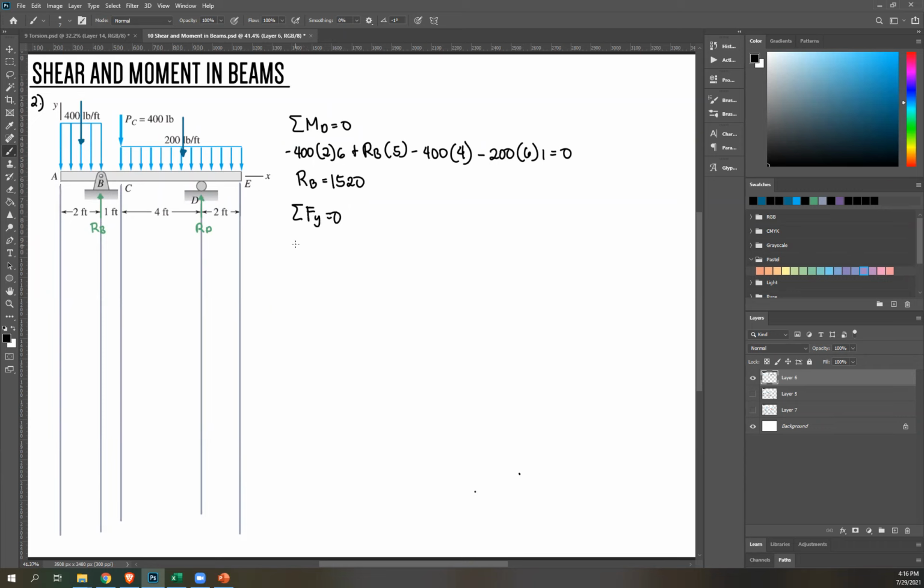Next, summation of forces Y equals 0. So downward, so again, that's just the area. So 400 times 2 plus RB minus 400 minus area, 200 times 6 plus RD equals 0. From this, please solve what's RD. Negative goes downward.